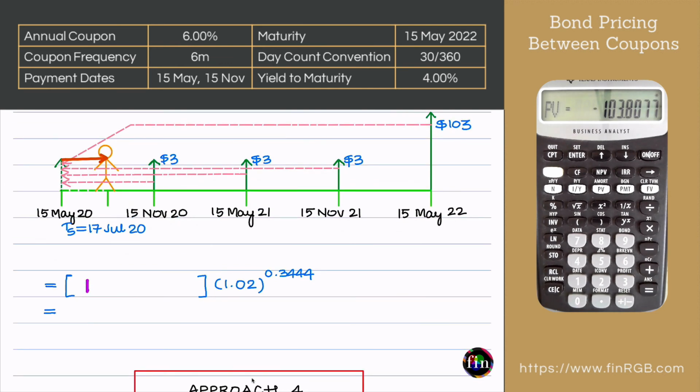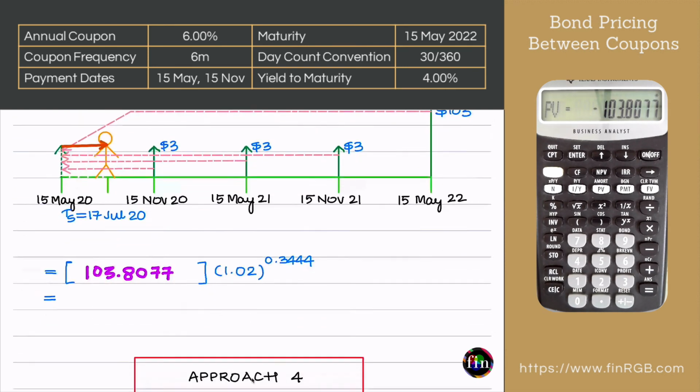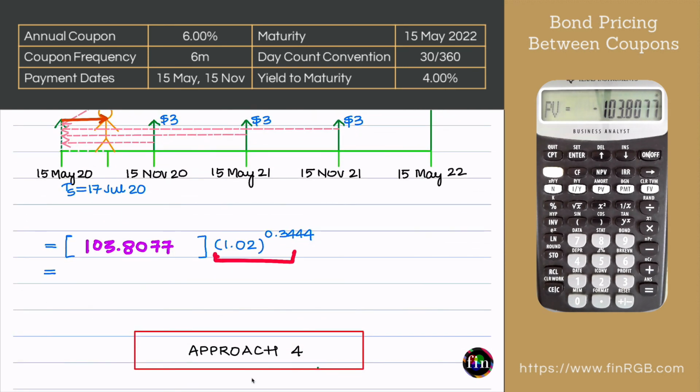103.8077. Okay, so this multiplied by the capitalization factor for this period, which is essentially 1.02 to the power 0.3444, which is sitting here. Right? Remember, we had multiplied and divided by this amount, right? So it is still sitting outside. So let's just multiply by 1.02 to the power 0.3444, and you can check this, that again the fair value comes to 104.5182. Okay, this is my approach number 3.